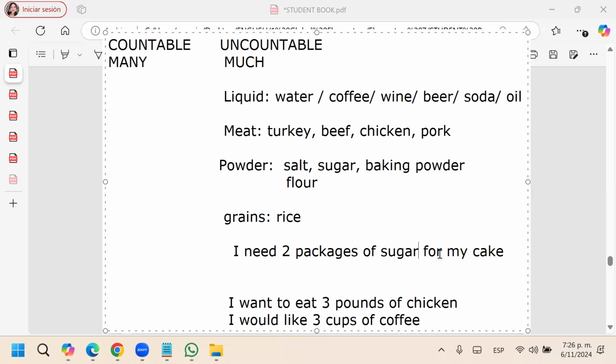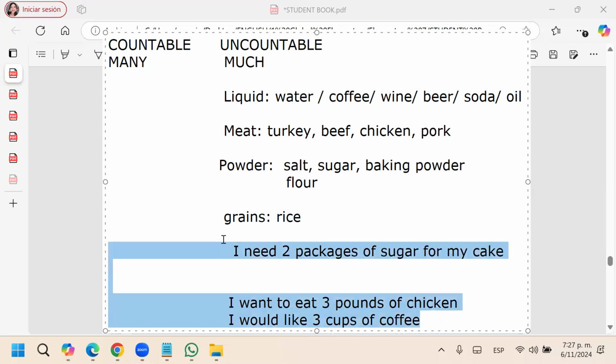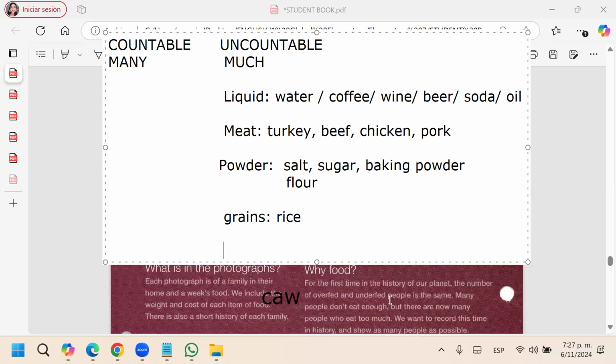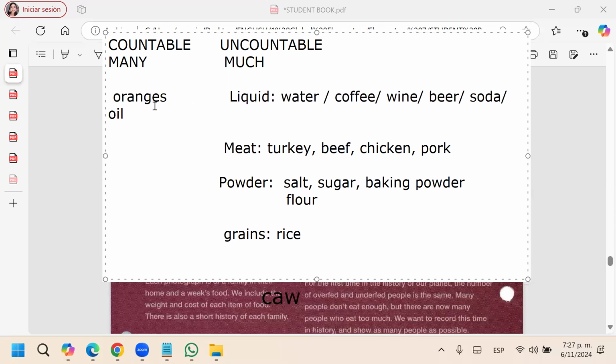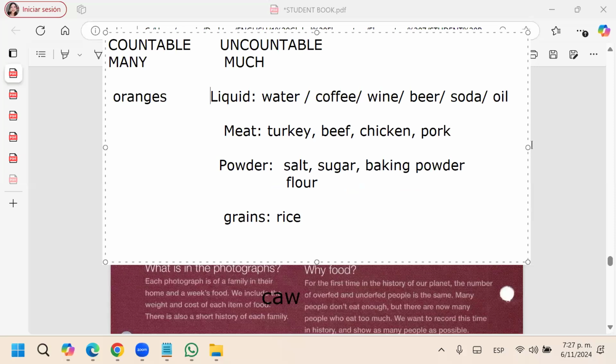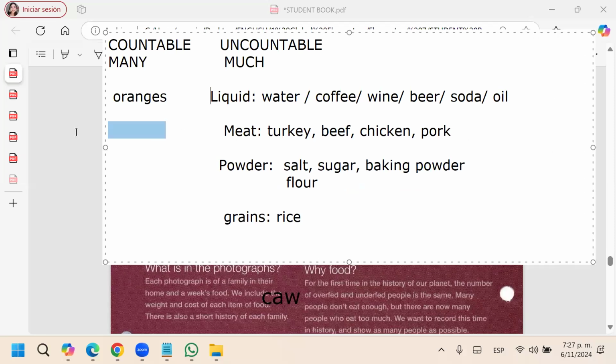Entonces, lo incontable, normalmente liquid, meat, powder, grains, lo que si agarro con mi mano puede que se salga. Eso es normalmente lo incontable. Okay. Lo contable, todo lo diferente. Lo contable, I'm going to write here the oranges, for example, the apples, for example, the hamburgers, for example.